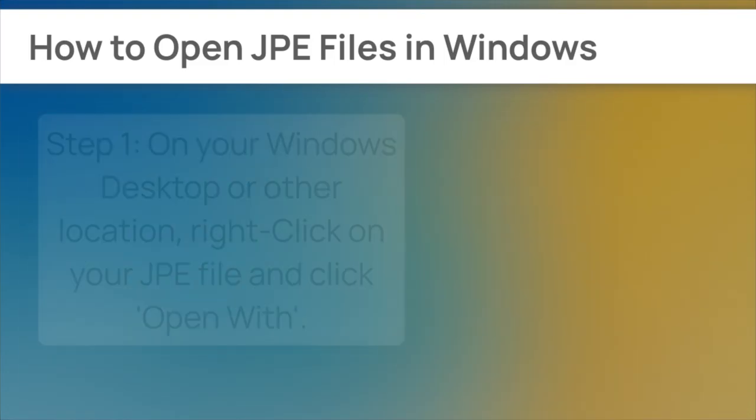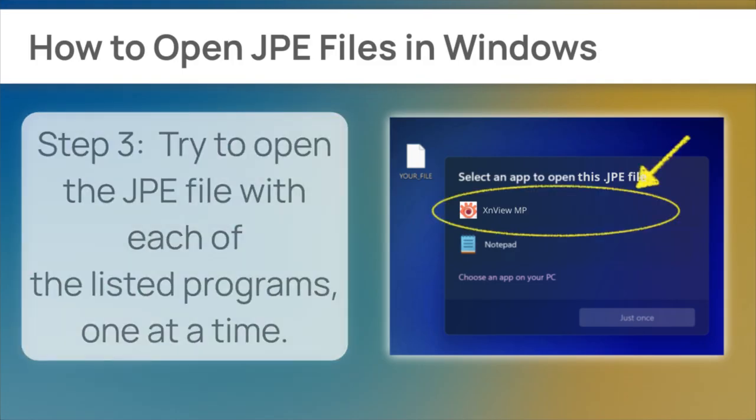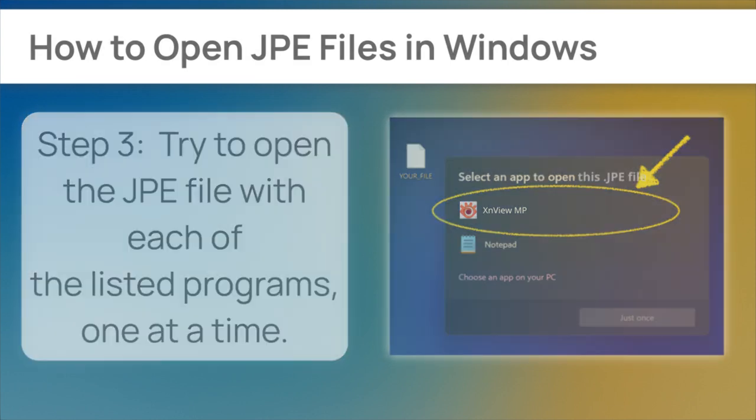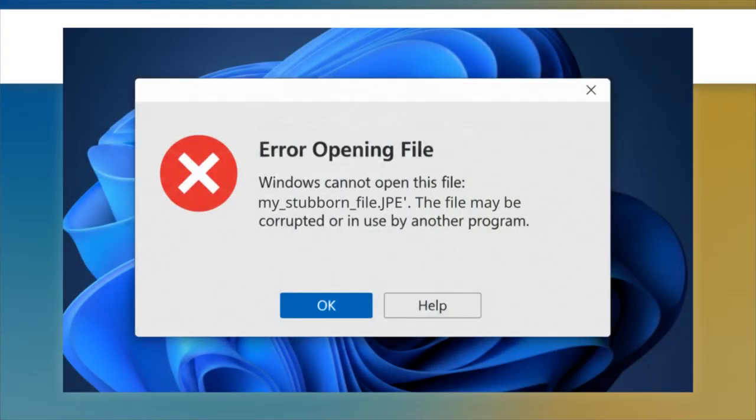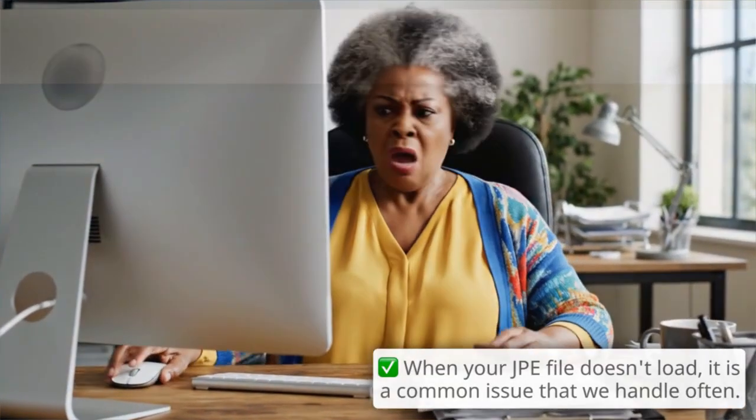Right-click the JPE file and select Open With. Test XnView MP if it appears. If not, choose another program. Different software handles the JPE format's nuances differently. If your JPE file continues to fail when opening, that is okay. You're dealing with a stubborn file. Let's test the following common failure points to see where the problem is originating.